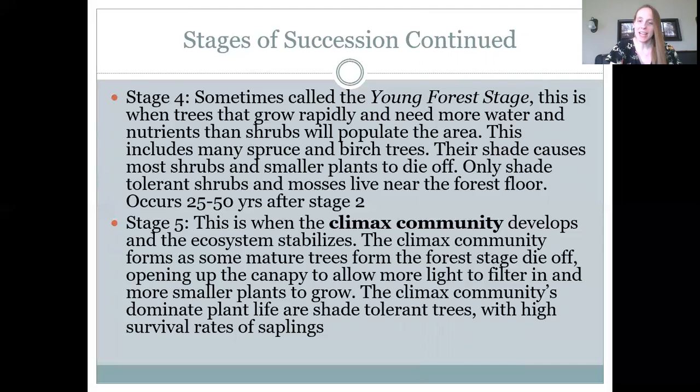And then the last stage is called the climax community, and that is the stable community that will remain in that ecosystem until there's another disturbance. The climax community is usually like mature trees, though again, some of them are going to get outcompeted, that sort of thing.